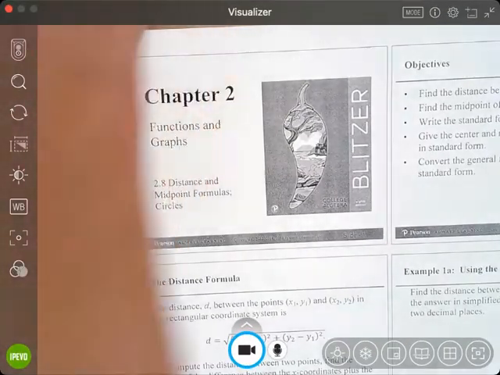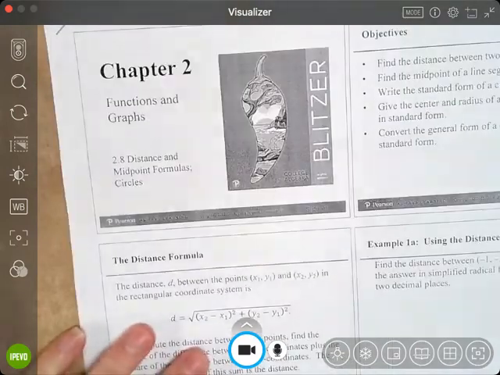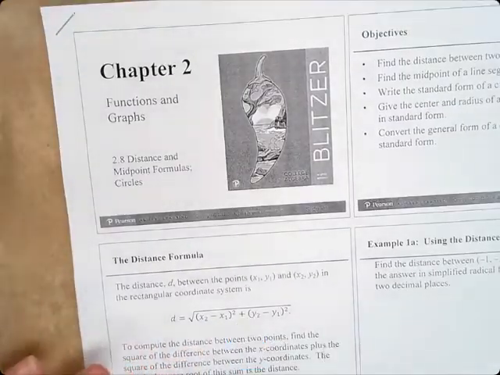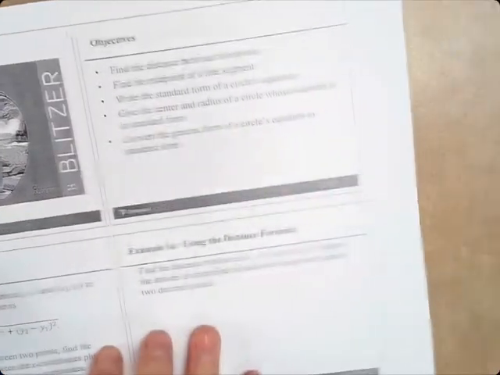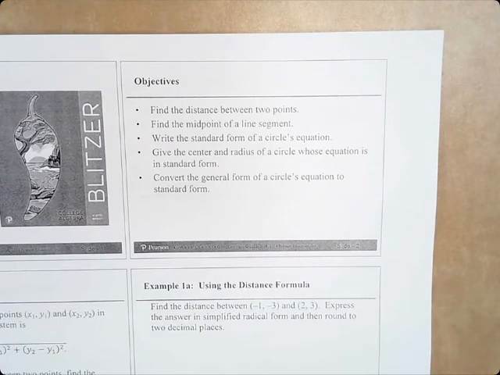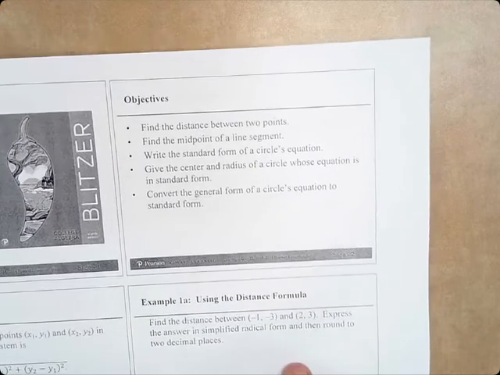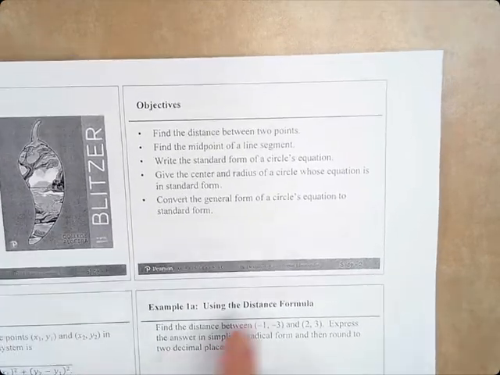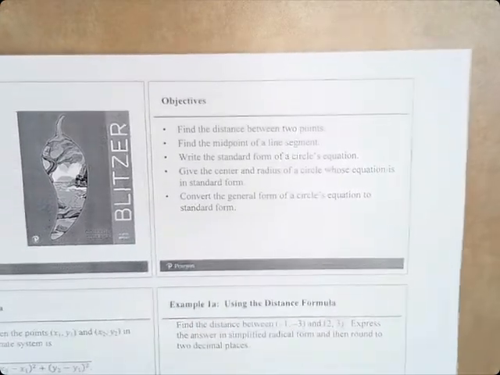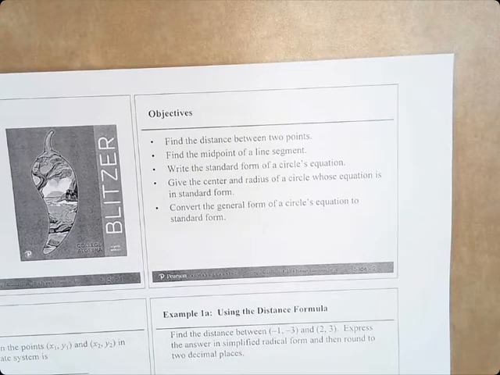This is the last section that we are doing in chapter 2. So this is distance and midpoint formulas, and then also formulas for circles. So here are the objectives. We're going to use the distance formula, the midpoint formula, and then look at the equation for a circle and find the center of the circle and the radius when we're given an equation, and then convert from one form to another for the equation of the circle.